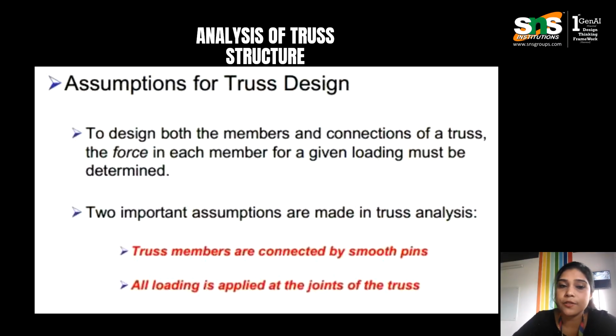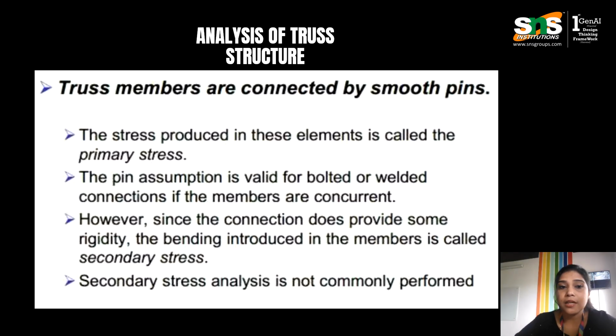Now, analysis of truss structures. The first step is to design both the members and connections of a truss. The force in each member for a given loading must be determined. As usual, the load has to be determined. Then two important assumptions: truss members are connected by smooth pins, and all loading is applied at the joints of the truss. The stress produced in these elements because of the pins or hinges is called the primary stress.